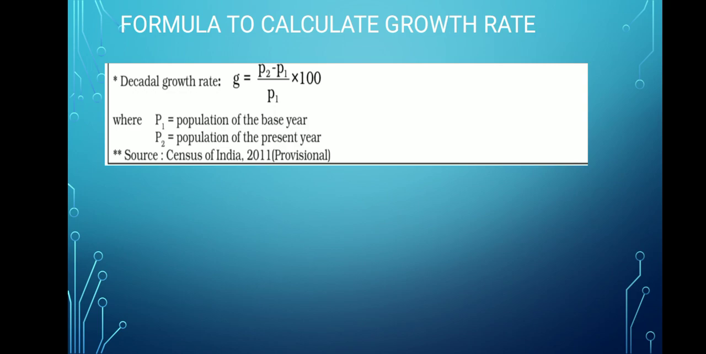Now you see the formula to calculate the growth rate: P2 minus P1, divided by P1, into 100. P2 stands for the population of the present year, and P1 stands for the population of the base year, which means 10 years before. This is divided by P1 and multiplied by 100, and thus you will come to know the decadal growth rate. It means how much growth was noticed in the population of the nation in 10 years.